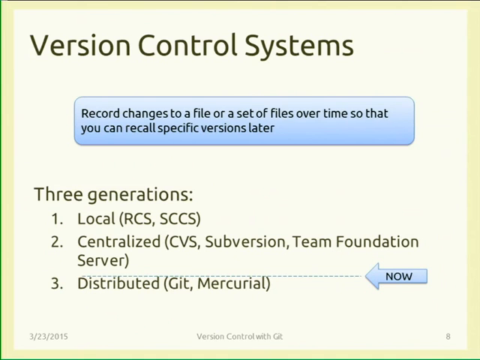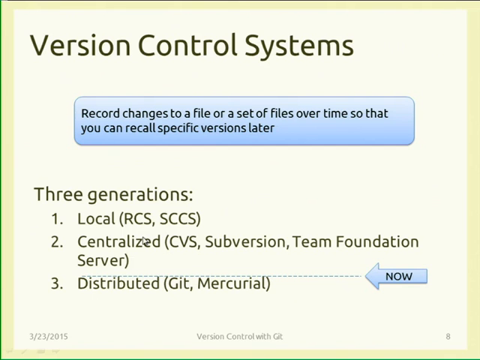Version control systems try to solve this problem, especially in teamwork. The definition of a version control system is a system that records changes to a file or a set of files over time, from day 0 to day 11 and so on, so that anybody can recall a specific version at any possible time.